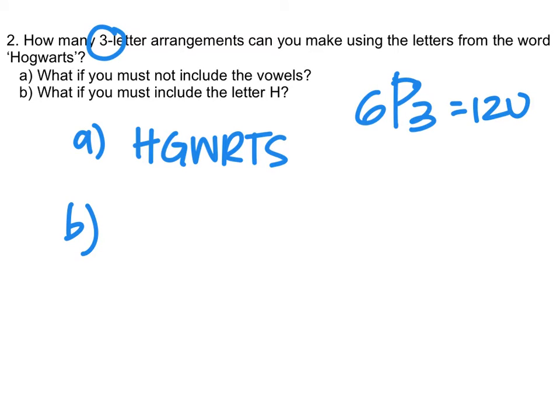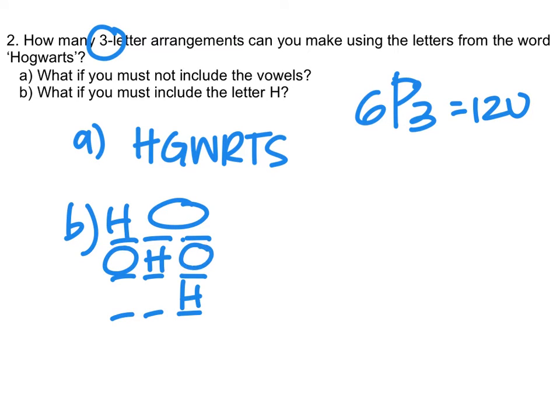What if you must include the letter H? So in every single arrangement, the 3-letter arrangement that we're talking about, the letter H has to exist. So here are 3 possible cases. H can be first, H can be second, or H can be third. And then around that, we are really just permuting 2 other letters into those spots, right?